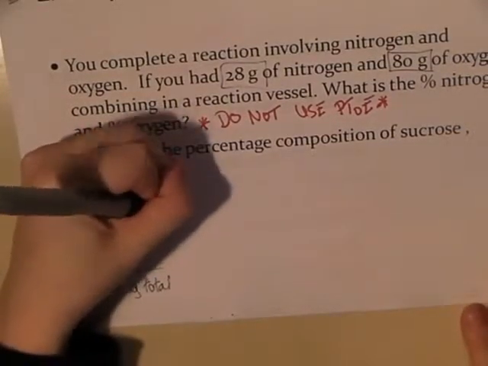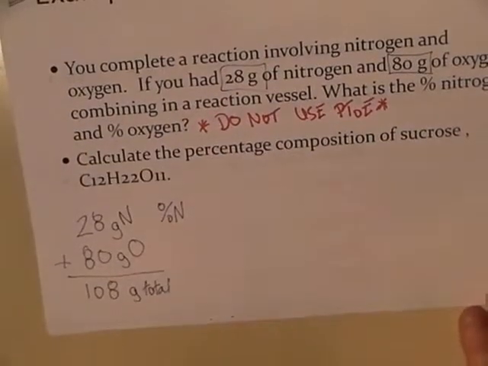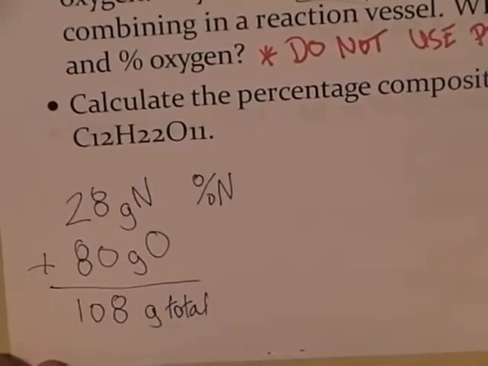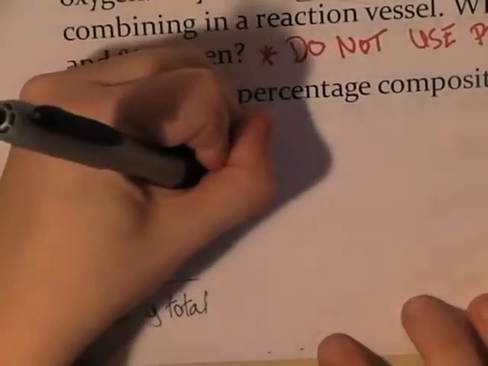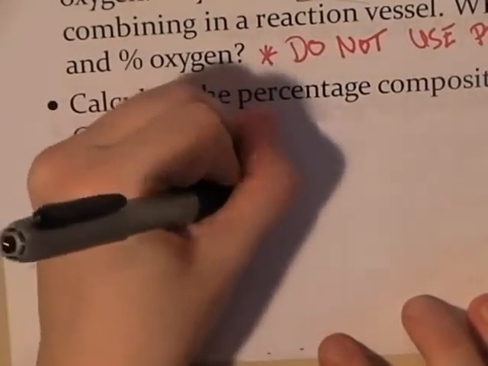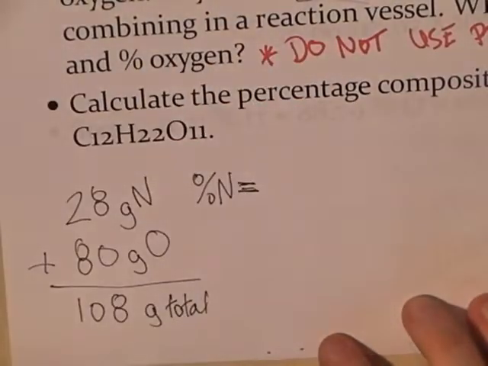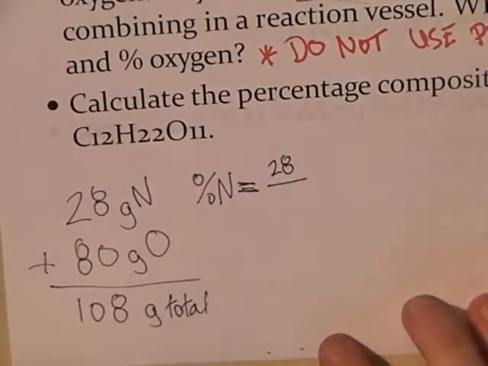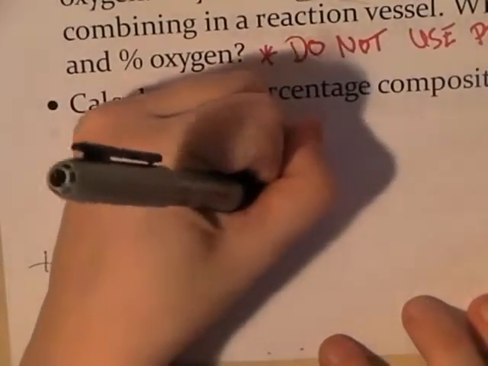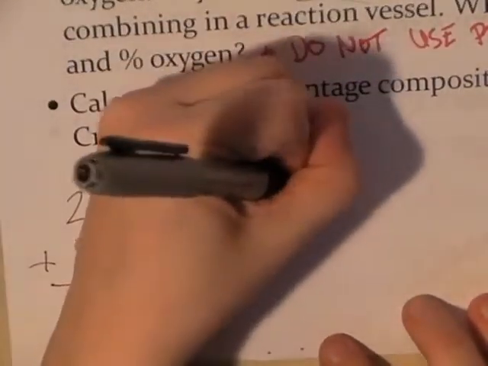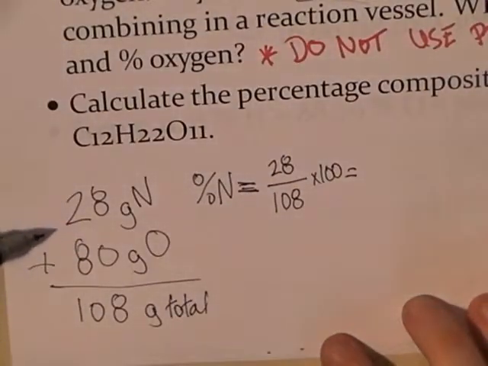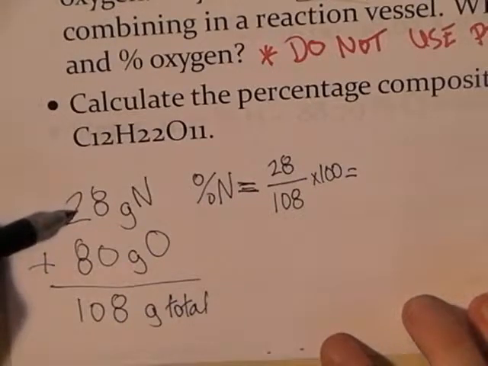So to find percent nitrogen, let me go ahead and zoom in. Yeah, that should be good. So to find percent of nitrogen, remember it's mass of element over total mass times 100. So the mass of our element is 28. What's our total mass? 108, right? So multiply it by 100. Just looking at your numbers, you should be able to see already that nitrogen is going to have a smaller percentage than oxygen, right? Because it's a smaller amount of your total.